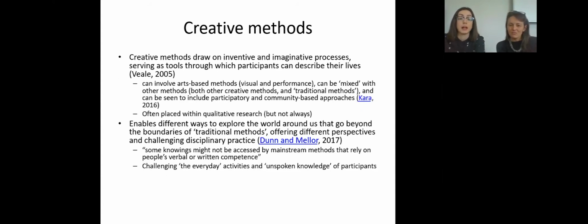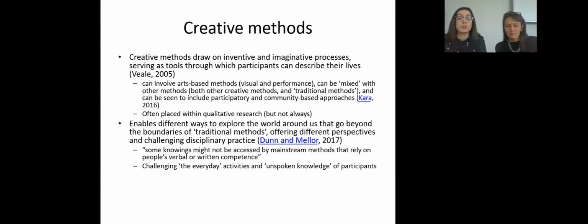Creative methods enable a different approach to explore the world around us that goes beyond the boundaries of traditional methods, and can offer a different perspective and challenge disciplinary practice. A quote by Dunn and Mellor in 2017 says that some knowings might not be accessed by mainstream methods that rely on people's verbal or written competences. Creative methods, often by using arts-based approaches, can look at people's unspoken knowledges or their behaviours or their ways of emoting in a way that maybe they wouldn't be able to verbalise correctly in terms of how an academic may view knowledge.